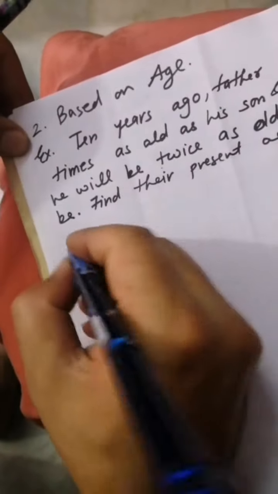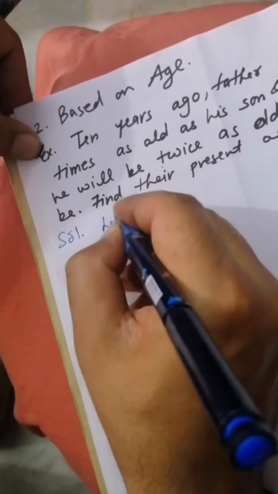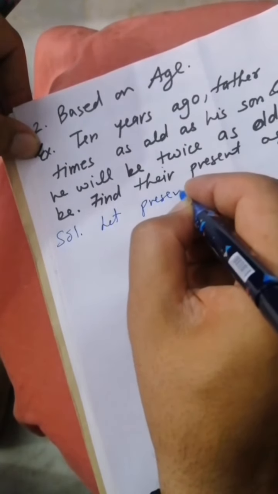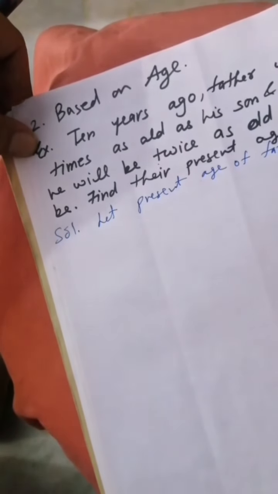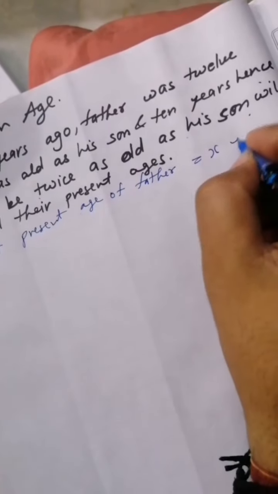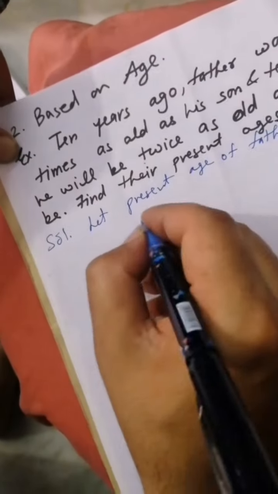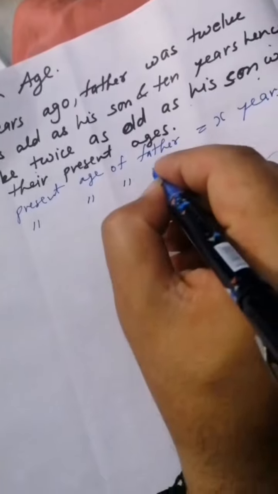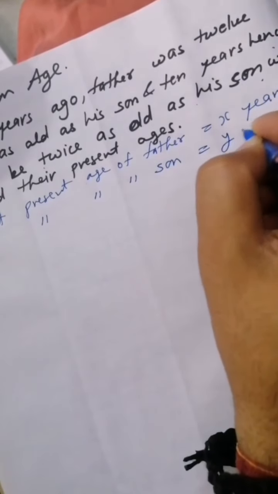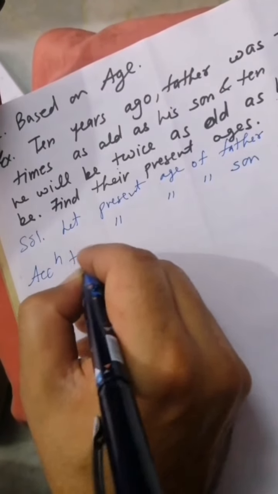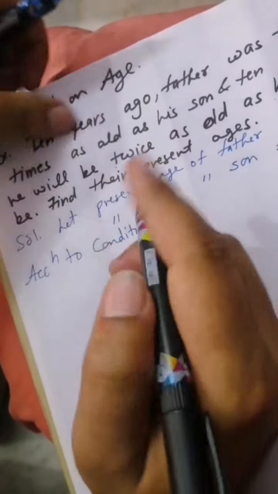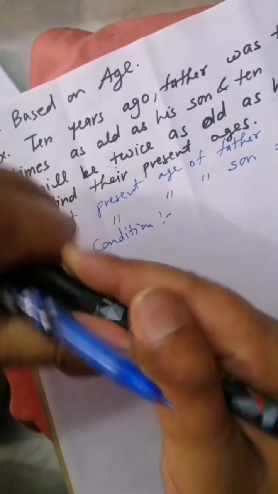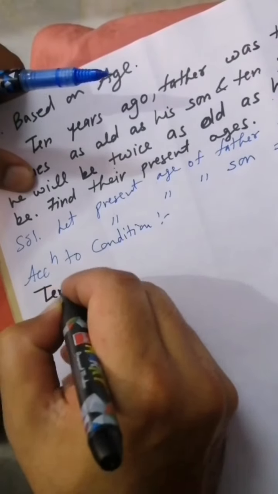So firstly, whenever you are going to solve, let the present age of father equal x years, and similarly the present age of son equal y years. Now according to the condition, the first condition is given: 10 years ago. So in the first case, we will write 10 years ago.